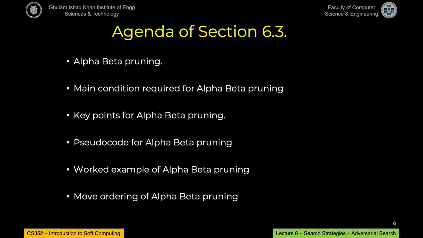Then I'll show a worked example of alpha beta pruning where I'll just pick up a game tree and I'll show when pruning is going to be applied and how the pruning is going to be applied. And then finally I'll talk a bit about the move ordering of alpha beta pruning and how the order of the solution actually affects the number of computations required for Minimax algorithm using alpha beta pruning. So that's the overall agenda of this particular section.